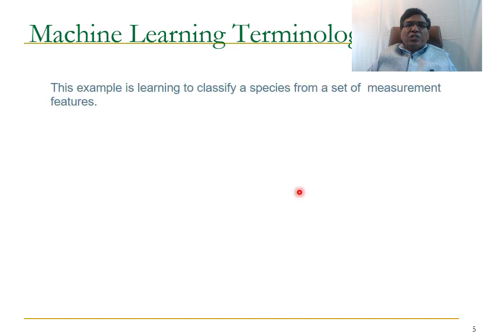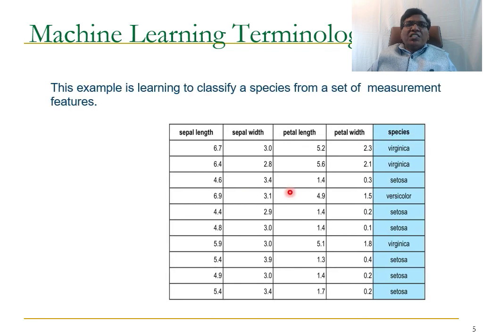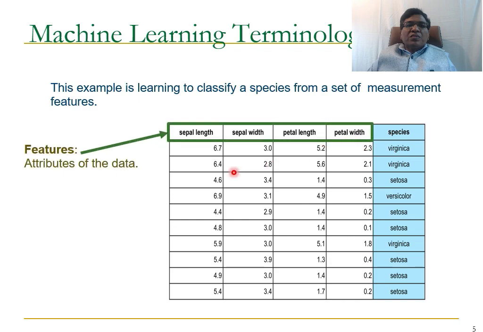Features are attributes of the data. Features include all columns of data except the label column. This is the label column. So these are all the attributes of the data: sepal length, sepal width, petal length, petal width.